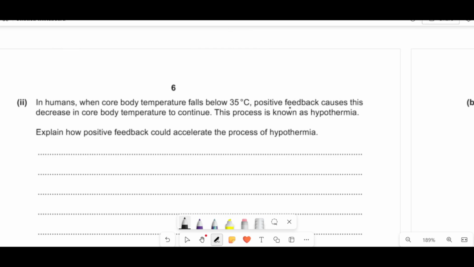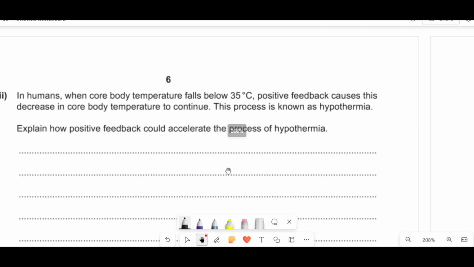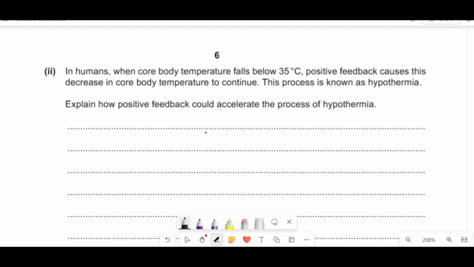Now here, the question's told you that a positive feedback loop causes a decrease in temperature to continue. So you've got a low temperature, and then for some reason, positive feedback makes it go lower. Positive feedback is where that change is amplified, right? So if I have a fall in my temperature, rather than going back to normal, what happens is it actually goes worse. So that's what it is. Homeostasis is the maintenance of an internal environment, and that's nearly always negative feedback. Positive feedback is where you're going further away from that.